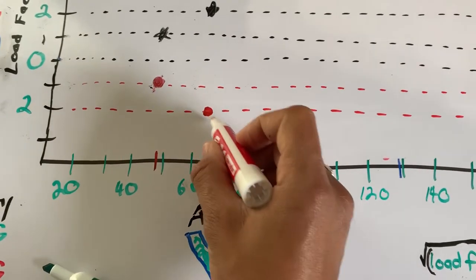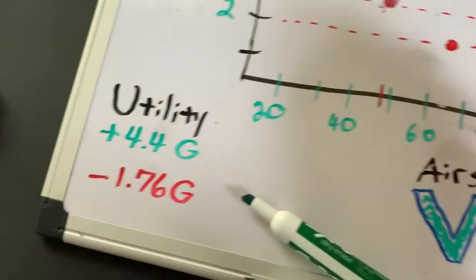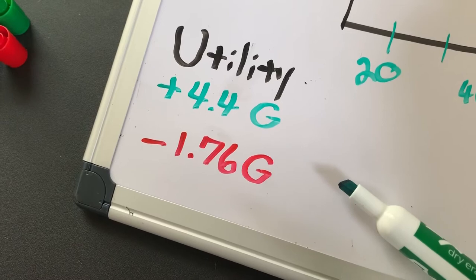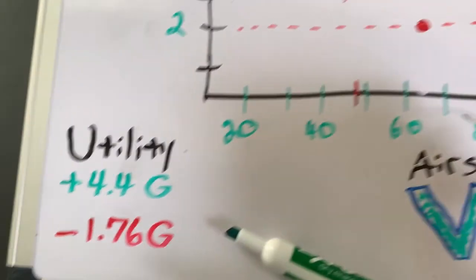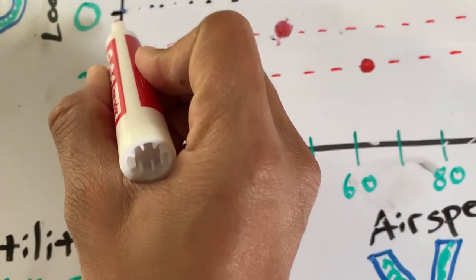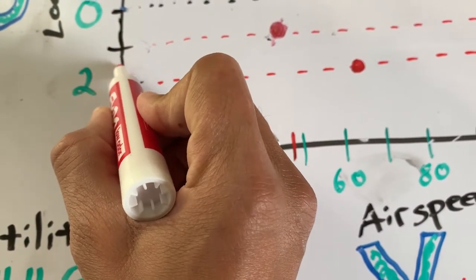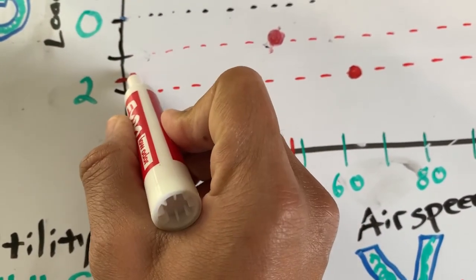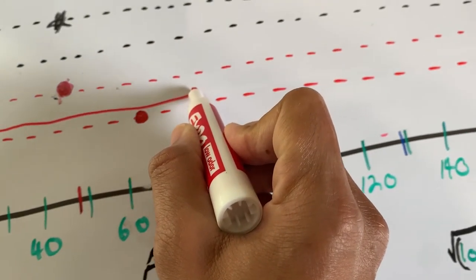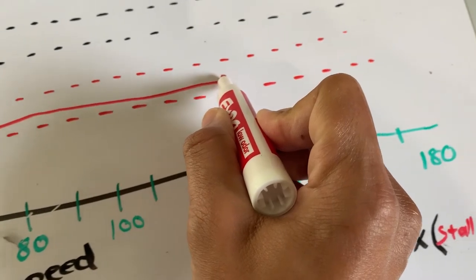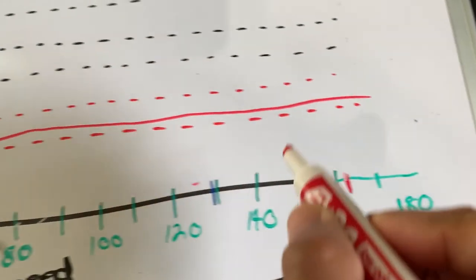Now, obviously we can't go any further down, because we've already exceeded our negative G's for utility aircraft, 1.76. So negative 1.76 is maybe right there. So let's draw a red line going all the way across. I'm trying to make this as straight as possible. Anyway, you get the point.